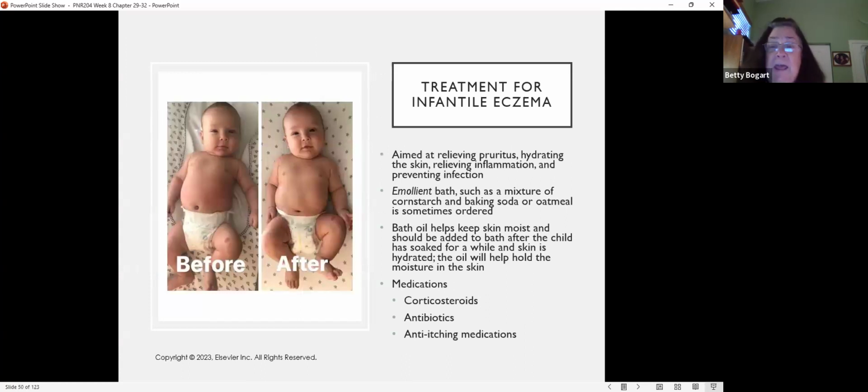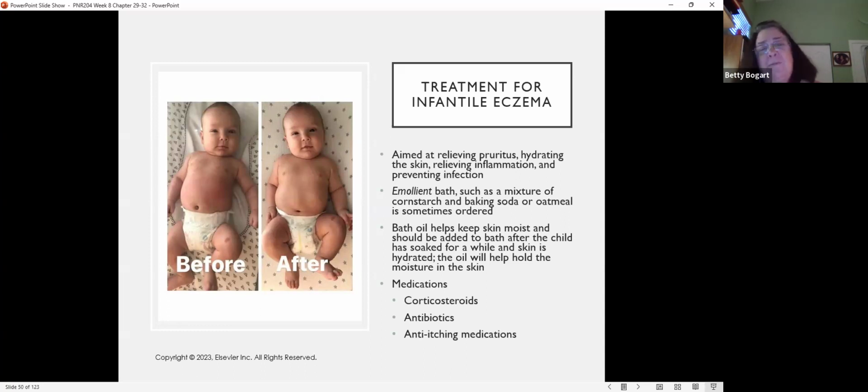So infantile eczema, again, always trying to relieve the itching, always keeping it hydrated, and also preventing infections. A nice emollient bath. They've got all different sorts of baths today. Oatmeal baths. You don't have to get the fancy stuff. There's really just good stuff in your cabinet in the kitchen. Look at that, cornstarch, baking soda. All those things work really well. You don't have to do the big Aveeno baths and whatnot. If you have oatmeal, use oatmeal, and it does work.